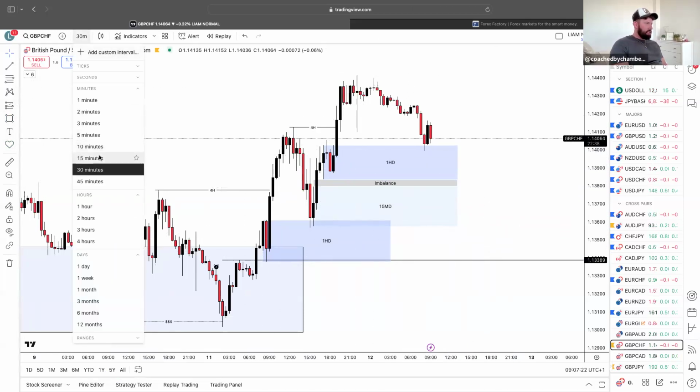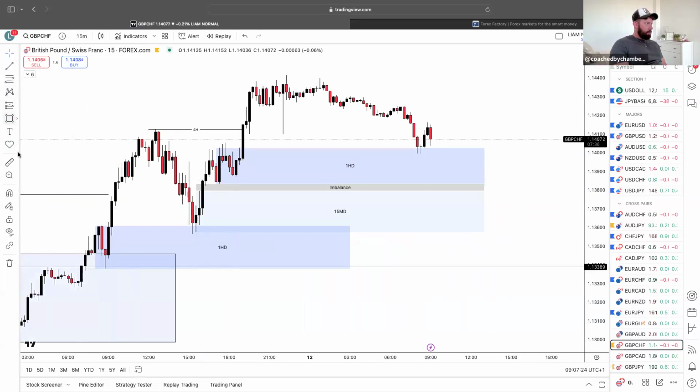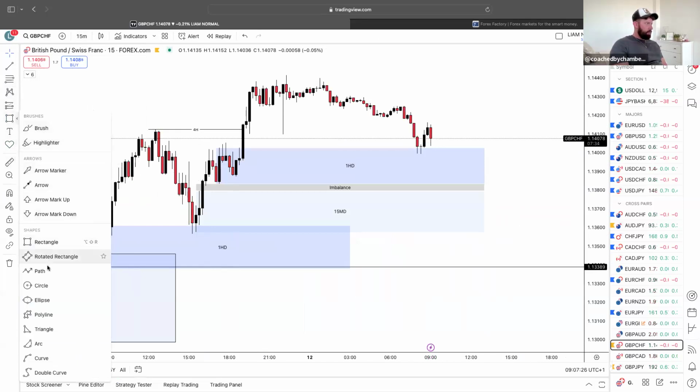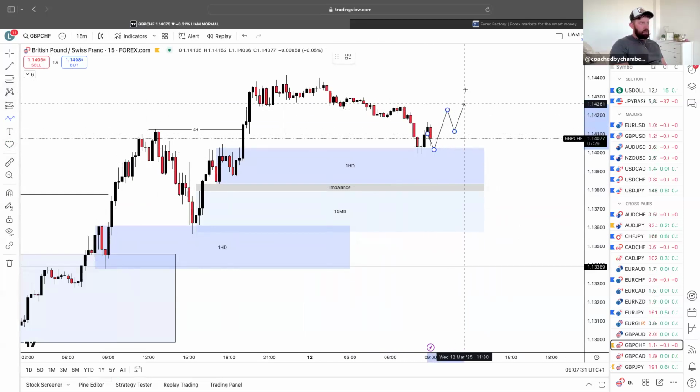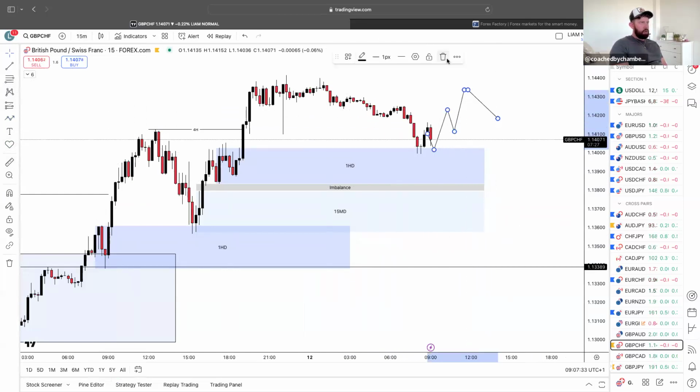If we look from a 15-minute standpoint, obviously we can get this, and then we can look to continue this trend on upwards. So that's GBP CHF.